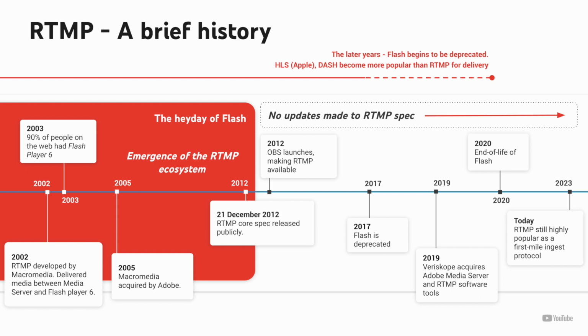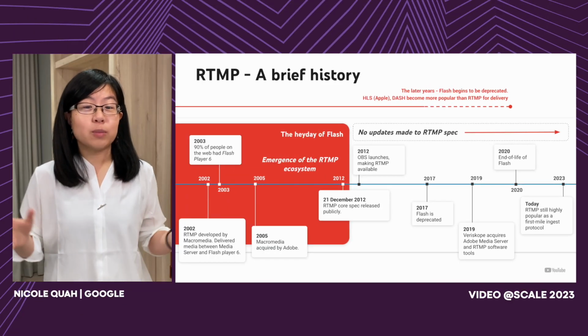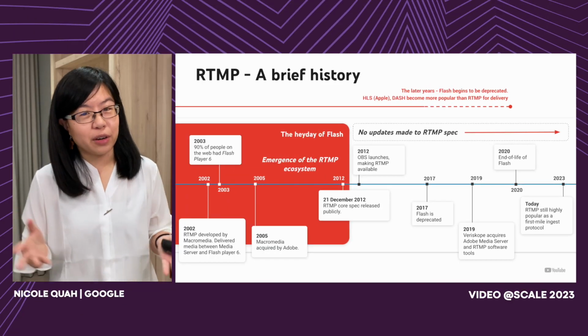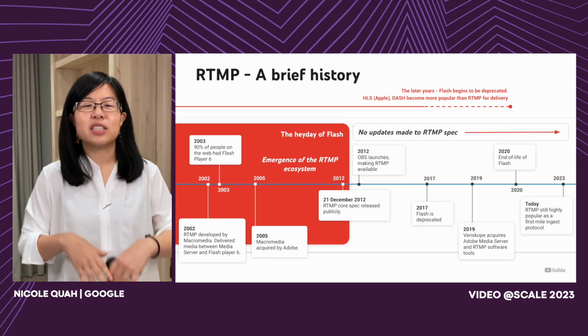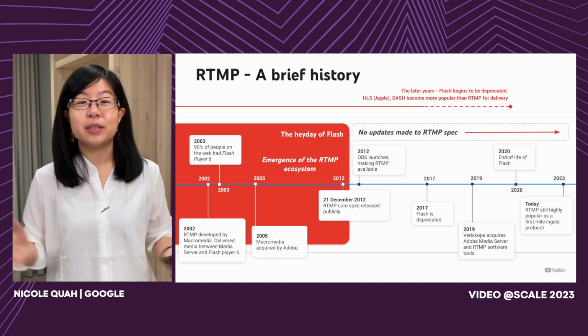RTMP was developed by Macromedia, and it made its first appearance all the way back in 2002 with the launch of Flash Player 6. In the 2000s, Flash, some of you might remember, was very popular. And so you can imagine that RTMP was heavily used to transport media over the internet. During these years, more platforms also started to accept media via RTMP. And so there was an explosion in tooling and encoder support for RTMP in general.